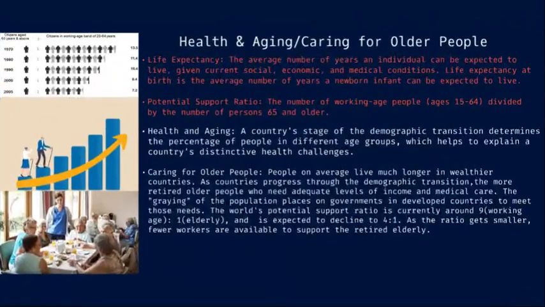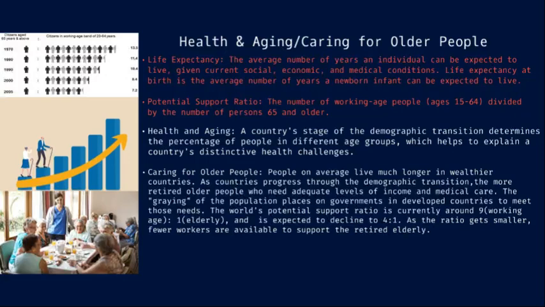Aging: caring for older people. Life expectancy is the average number of years an individual can be expected to live. Given current social, economic, and medical conditions, life expectancy at birth is the average number of years a newborn infant can be expected to live. Potential support ratio is the number of working-age people, ages 15 to 64, divided by the number of persons 65 and older.